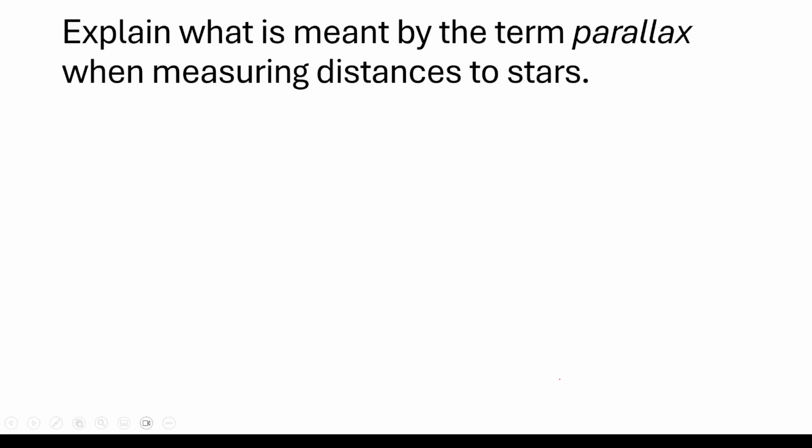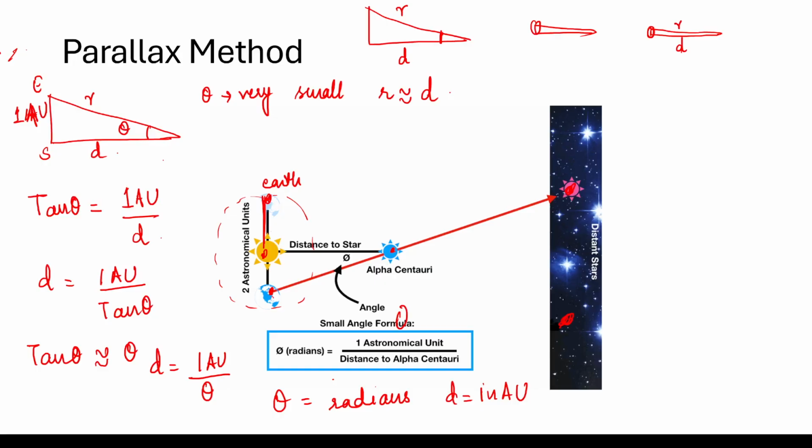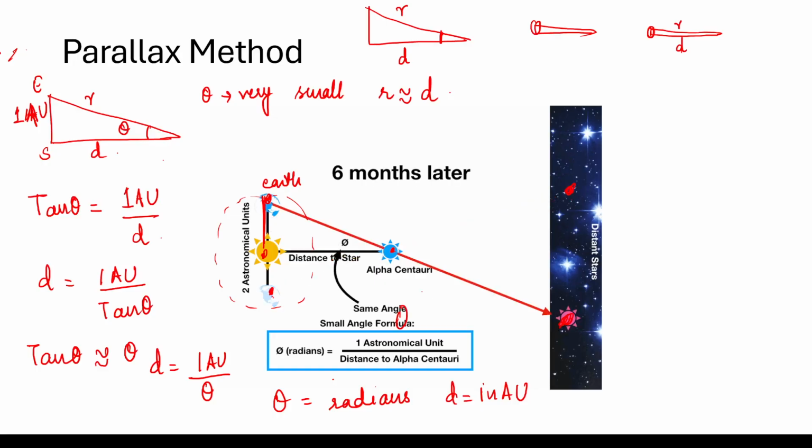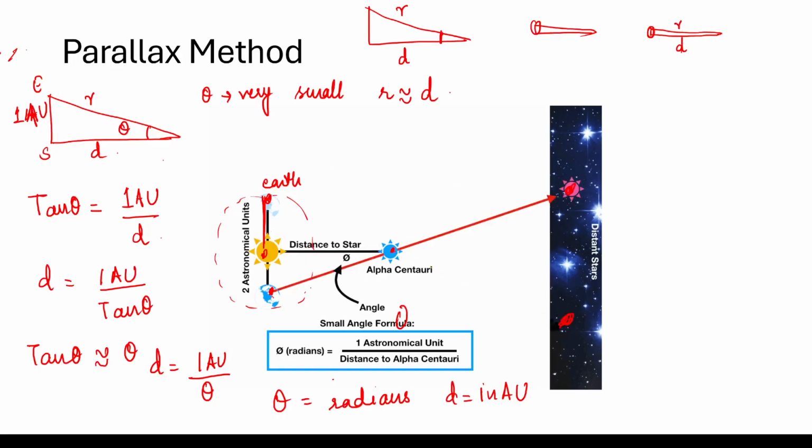What is meant by the term parallax when measuring distances to stars? Now, this is kind of an exam question, but you need to figure out the meaning of the term parallax. I'm hoping that you've paused and tried to answer it yourself. It's the apparent shift in the position. So this pink star is appearing to shift. Was your thumb shifting? No, it was not shifting. It was appearing to shift. Apparent means the one that appears to you.